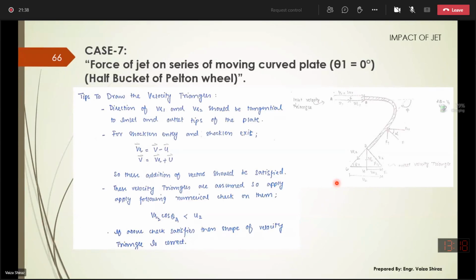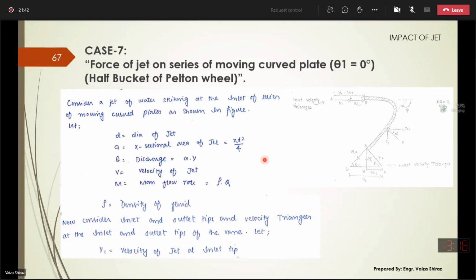Now remaining everything is the same as you worked earlier, okay? So we'll review that. So next you will consider a jet of water striking at the inlet of a series of moving curved plates as shown in the figure. Over here, D is the diameter of the jet, A is the cross-sectional area, that is pi d square by 4. Q is the discharge, that is A into V. V is the velocity of the jet, and M is the mass flow rate. Rho is the density of the fluid.